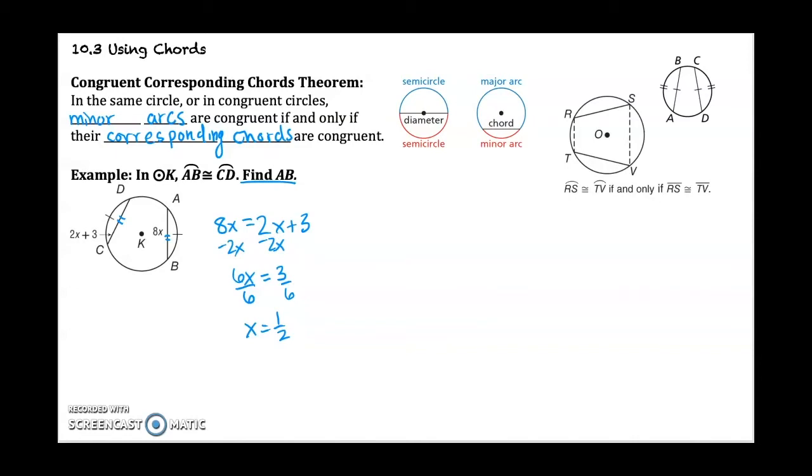But remember, I'm not done, because what did it ask me to find? AB. So I need to now plug this in here. So AB was 8x, so that'd be 8 times 1/2 or 0.5. So the length of AB is equal to 4.